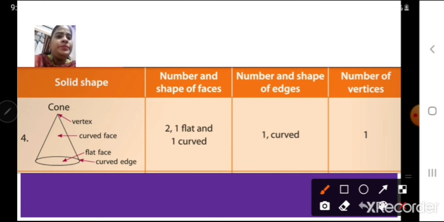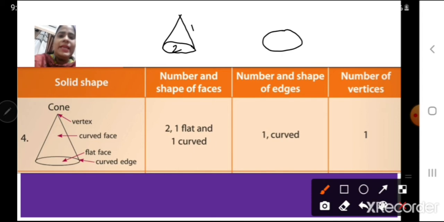Here, children, in this face you can see this is one face, which is curved, and the down flat one, so this is one and this is two faces. Then edges. Here how many edges do we have? We have only the base one, the round one, the oval one. So it is an edge. This part is the edge, and we have only one vertex, which is up here. You can see it is the tip of the cone, which is the vertex.